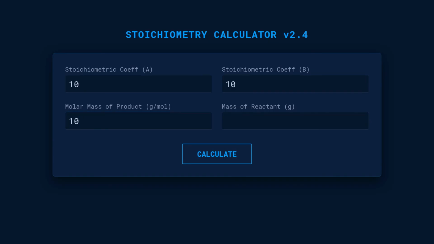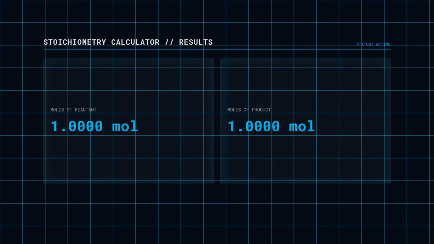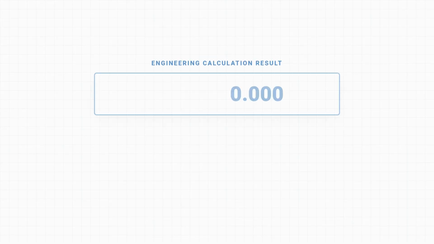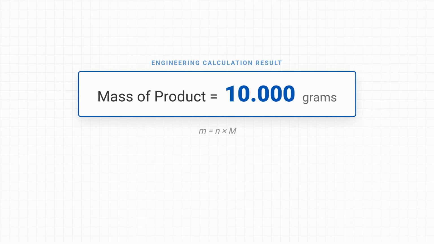After clicking Calculate, the results show moles of reactant equals 1,000 mole, calculated by dividing the mass by molar mass. Moles of product also equals 1,000 mole since our stoichiometric coefficients are equal. Finally, mass of product equals 10,000 grams, obtained by multiplying moles of product by its molar mass.